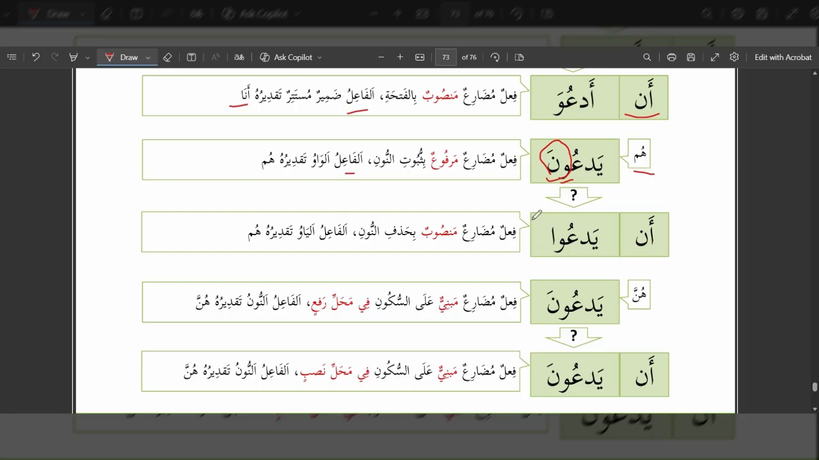Then this will change into the mansoob form again, and we get فعل مضارع منصوب بحذف نون. Present tense in the mansoob form with the omission of the noon. The doer, the fa'il here is al-ya'u taqdiruhu hum. The ya over here. Okay, so I think this has been a small mistake here. It should not be ya'u, it should be wawu. Al-wawu taqdiruhu hum. So the waw here is the fa'il, which shows us that it is hum, they all.